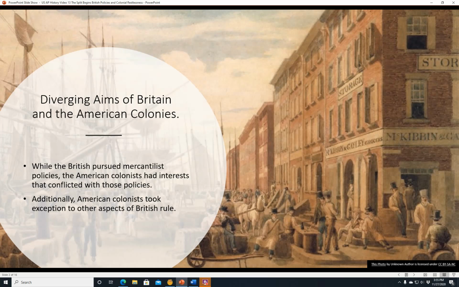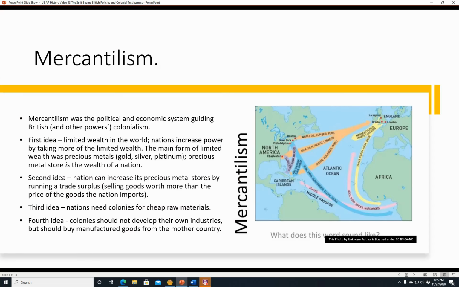Diverging aims of Britain and the American colonies. While the British pursued mercantilist policies, the American colonists had interests that conflicted with those policies. Additionally, American colonists took exception to other aspects of British rule. Don't know what mercantilist means? Don't worry, we're going to find out right now.